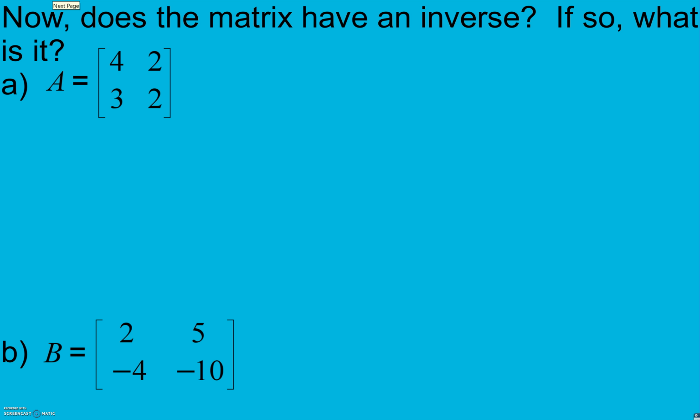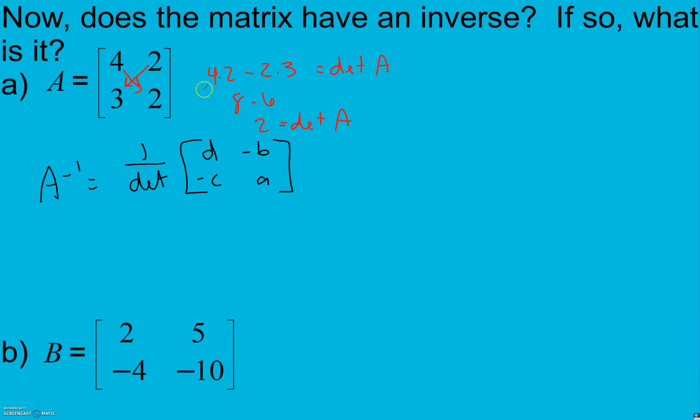Now, does the matrix have an inverse? If so, what is it? 4 times 2 minus 2 times 3 is how we find our determinant of A. 8 minus 6 is 2. Now, to find its inverse, it's going to be 1 over our determinant times D, negative B, negative C, A.